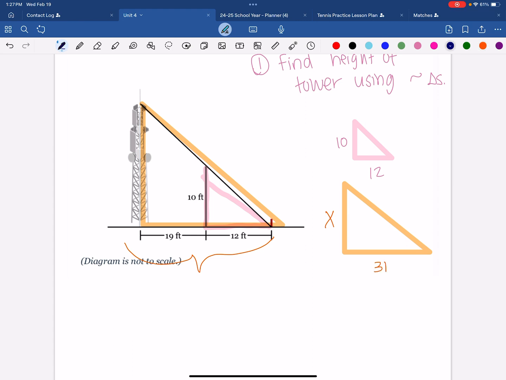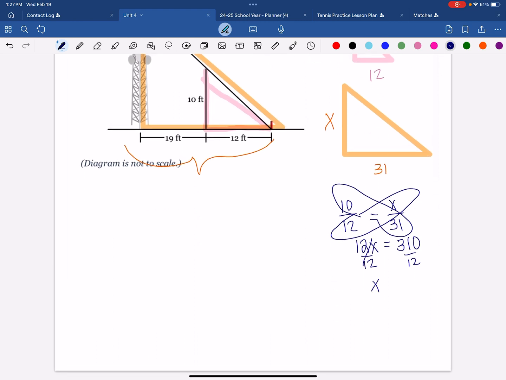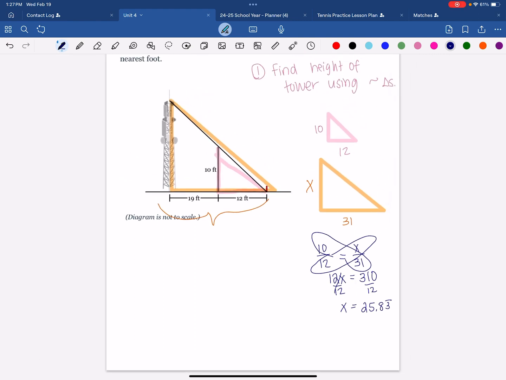Now that I have that, I can set up my proportion. 10 over 12 is equal to X over 31. I'm going to cross multiply. 12X equals 310. Then divide by your 12 and divide by your 12. 310 divided by 12 is going to give you 25.83, repeating.